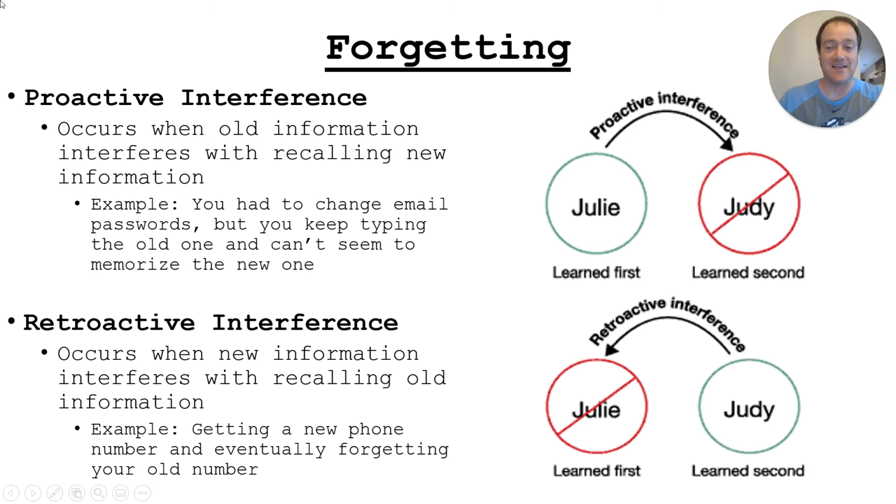Maybe a funnier example of this would be if you called your new girlfriend by your old girlfriend's name. Guys, don't do that. Never a good decision. So there's that. And then retroactive is when the new information that you have learned causes you to forget the old information that was similar in the past.